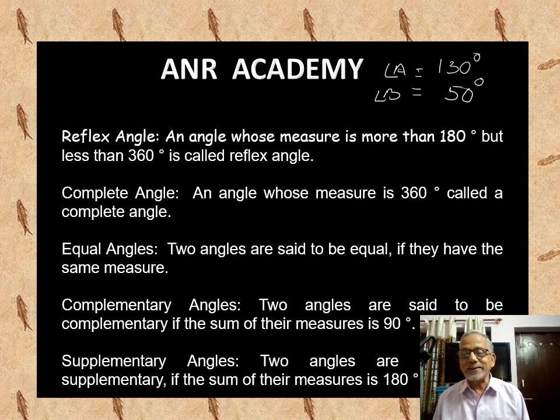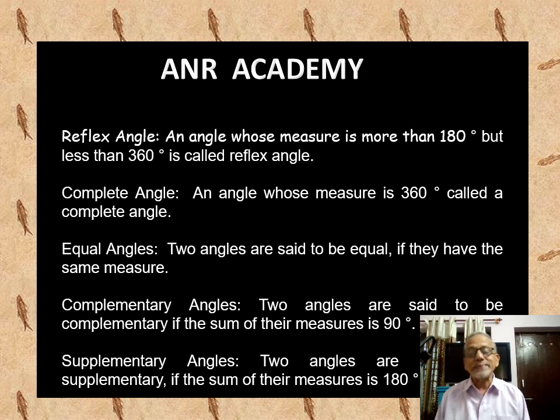I think you understood. We have to take the sum. If the sum is equal to 180 degrees, then those two angles are said to be supplementary. When the sum is equal to 90 degrees, then the angles are said to be complementary. Clear? I think you understood today's lesson nicely.